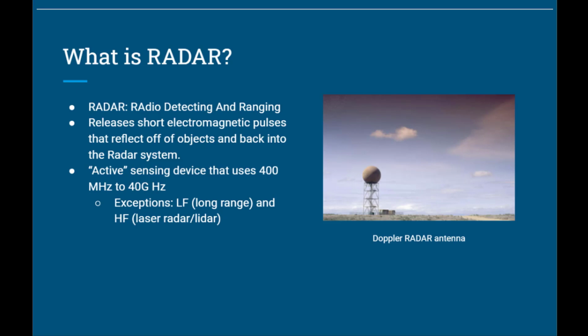Before diving into the history of radar, we should learn what radar is. Radar is radio detecting and ranging. It's a device that releases short electromagnetic pulses that reflect off of objects and back into the radar system. It is an active sensing device that uses 400 megahertz to 40 gigahertz. There are exceptions though. There is long range, which uses lower frequencies, and high frequency, which is for laser radar and LiDAR.